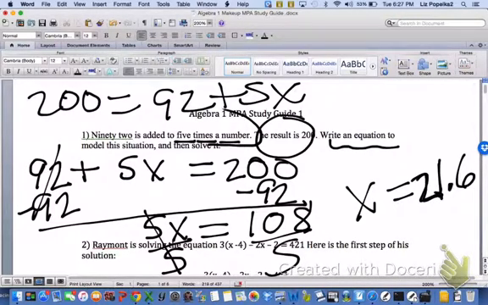It's okay that it's a decimal. Some of you guys got confused about that before. In algebra, we have decimal numbers all the time. So just remember 21.6 is perfectly acceptable. Doesn't matter that it was not a whole number.